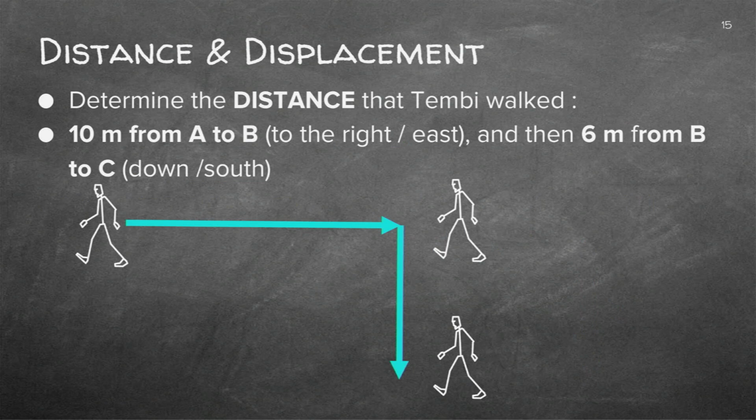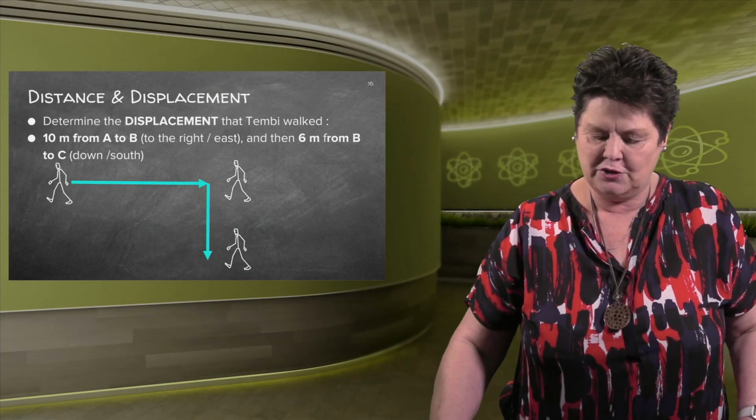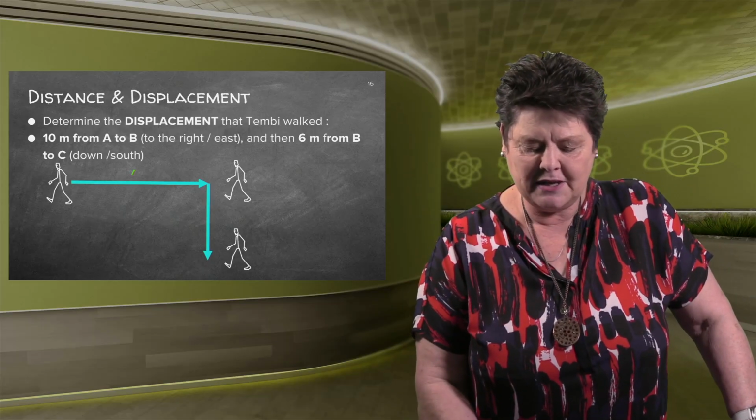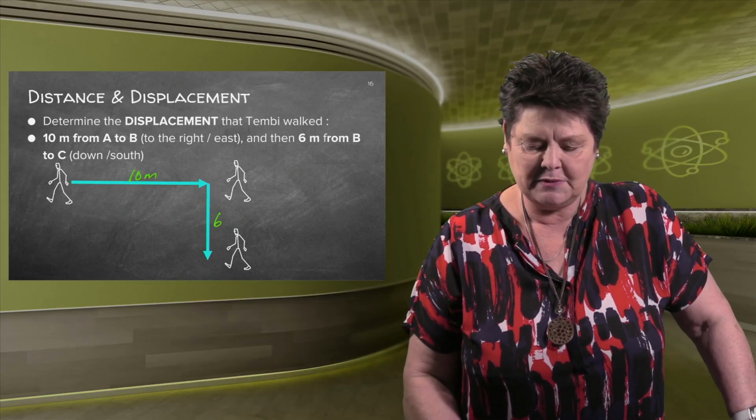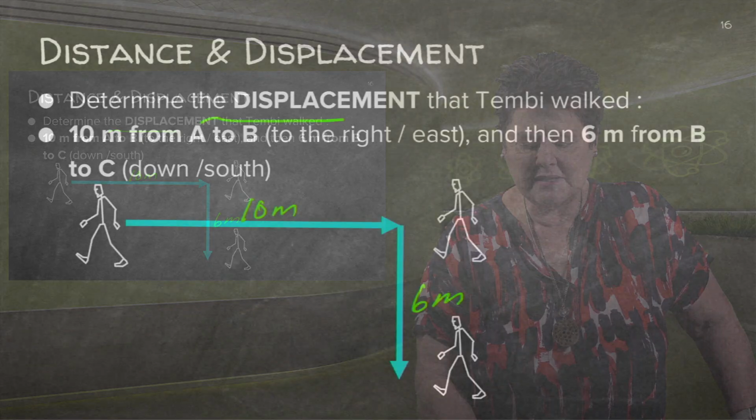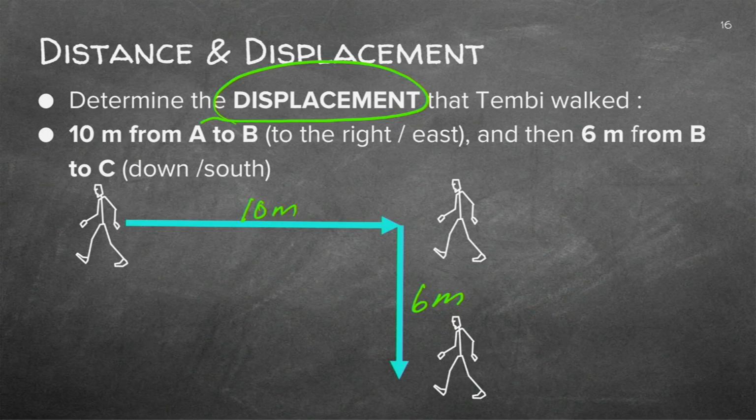You said Tembi will walk from A to B to C. So clearly have your diagram indicating what's happening. Do you see that as a right angle? That already should give you some indication which law in the math you are going to use. So I've got 10 meters there and I've got 6 meters there, and they're asking me the displacement. Remember, displacement is from the starting point to the end point.